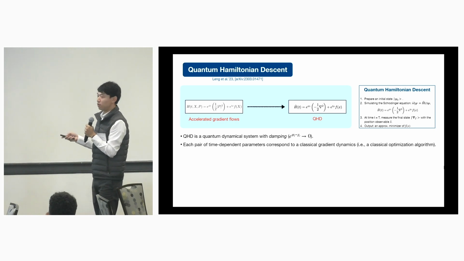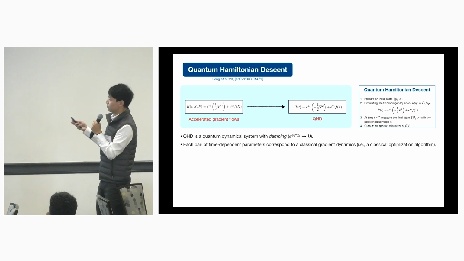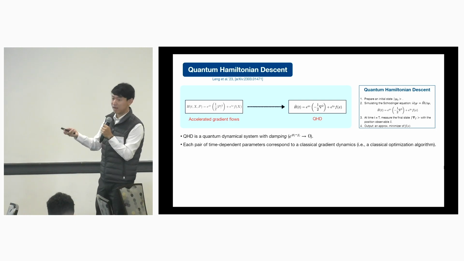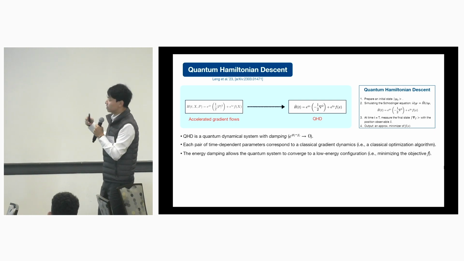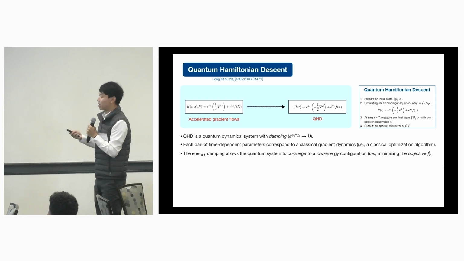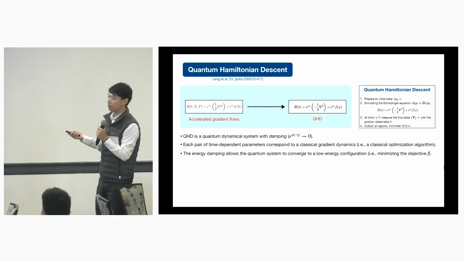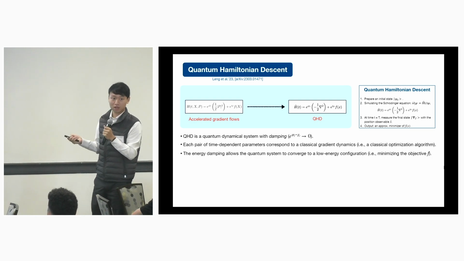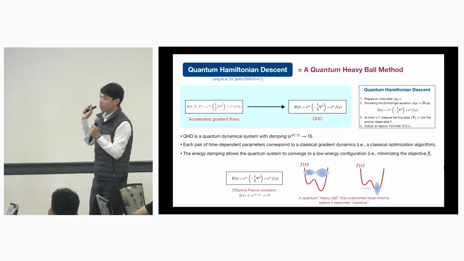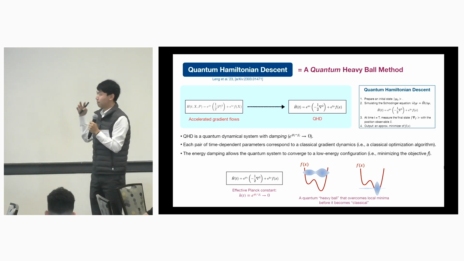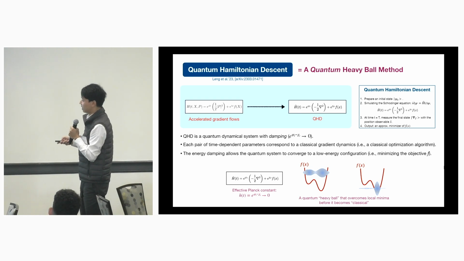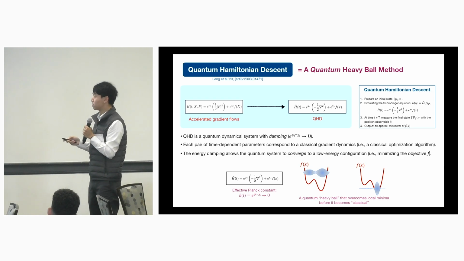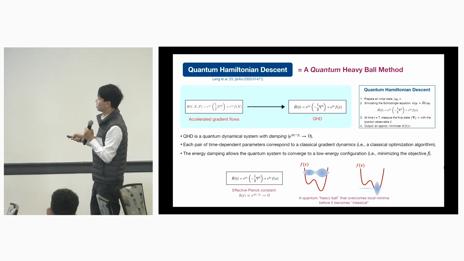And we have more choices for the time-dependent parameters because each choice of time-dependent parameters corresponds to a different classical gradient descent algorithm. Also, this energy damping mechanism allows us to identify the low energy manifold of this full quantum Hamiltonian, which happens to correspond to the low energy configuration of the objective function. That is, we try to minimize this objective function. Another way to think about this idea is that you can interpret this as a quantum semiclassical method, because in this case, we can formulate the effective Planck constant for this whole physical system, which is, again, the ratio of these two time-dependent parameters.